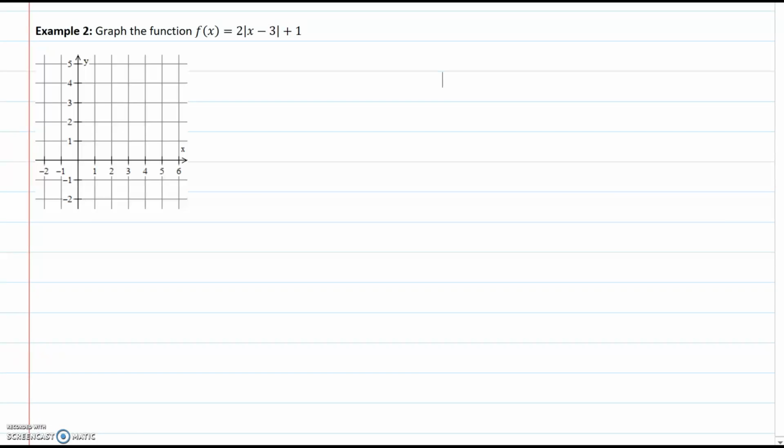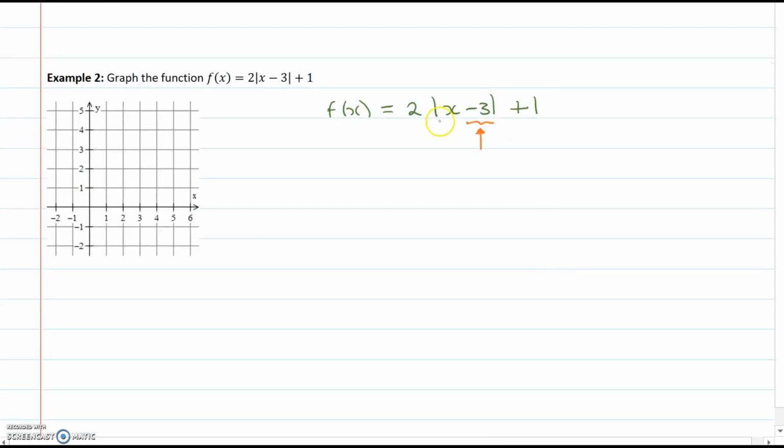Hello, in this example we're going to graph an absolute value function, and the function is f of x equals 2 times the absolute value of x minus 3 plus 1. So if we're going to begin here, we're going to take x values that are centered around 3. Now it says x minus 3, but that means we're going to take x values close to 3.